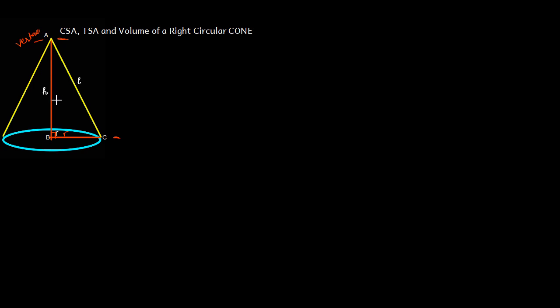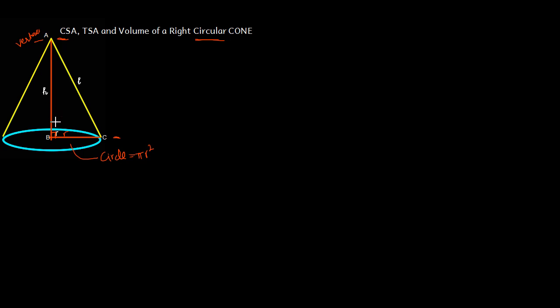So I don't have a flat surface on top. So bottom has round surface. Remember, it's a right circular cone, circular. So bottom has a circle. So area of that circle is actually going to be pi r square. So let's keep this aside.